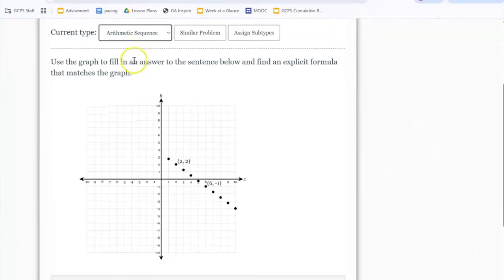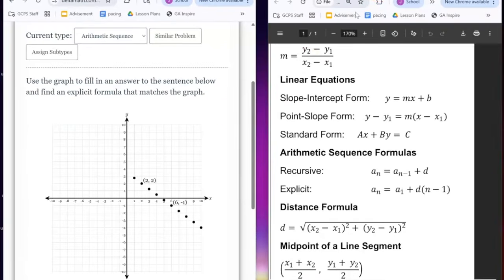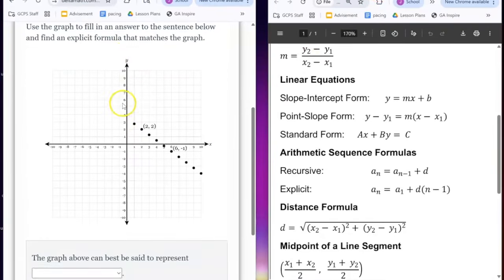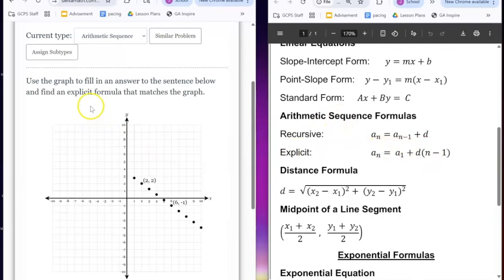All right, so it says use the graph to fill in the answer to the sentence below and find the explicit formula. Okay, so I need my Desmos and I need my formula sheet. The explicit formula is going to be under sequence, explicit formula. So this is what it looks like. And then it says, finish the sentence below.